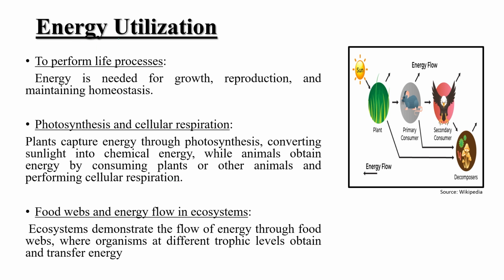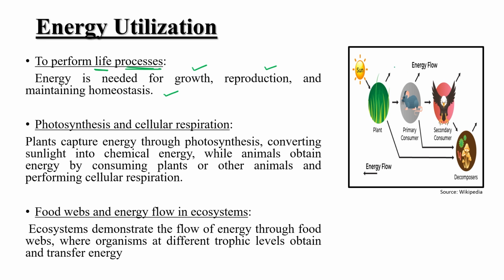First, energy utilization. To perform different life processes we need energy, right? We need energy for our growth, we need energy for reproduction, we need energy for any kind of metabolic activity, for maintaining our homeostasis, right? From where we get the energy? Obviously, the ultimate source of the energy is the sun.